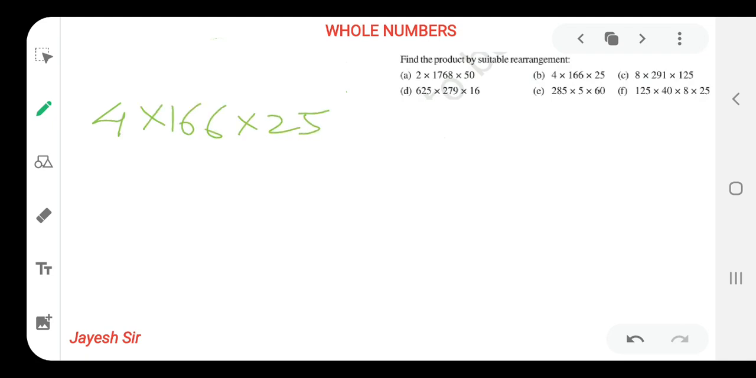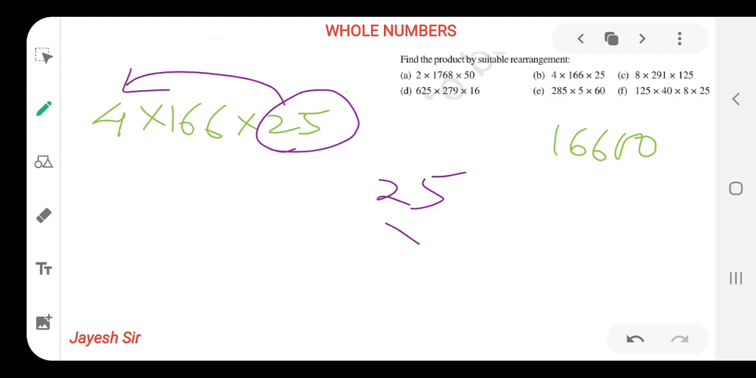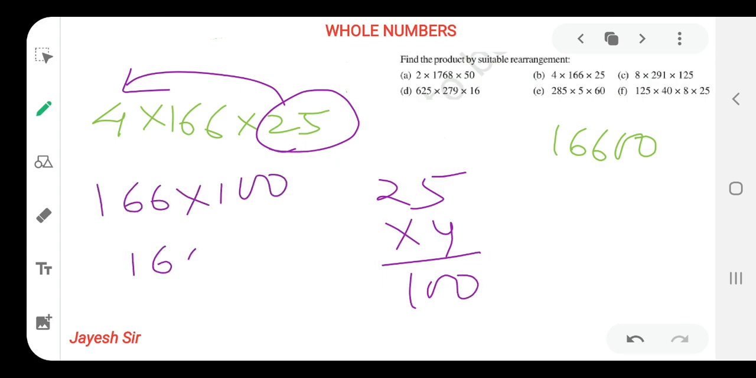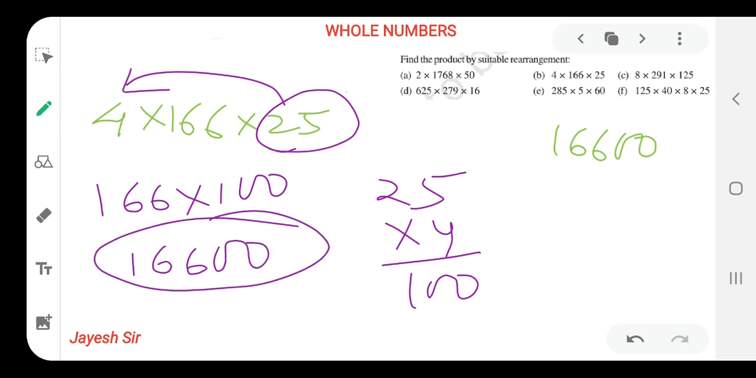So my answer for this sum is this. I hope now this is my answer. So let's see how I have brought this answer. Yes friends, now good numbers I can see is 25 multiplied by 4. That means again I am getting 100. Now 166 multiplied by 100. I know how to get this answer. So this is my answer.